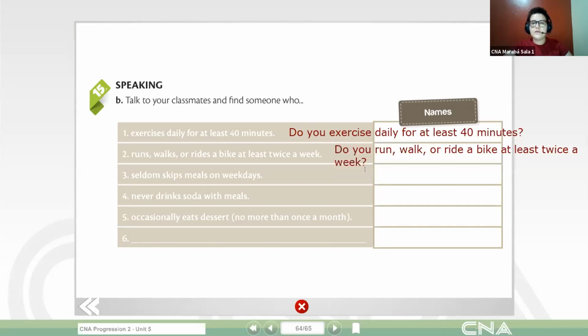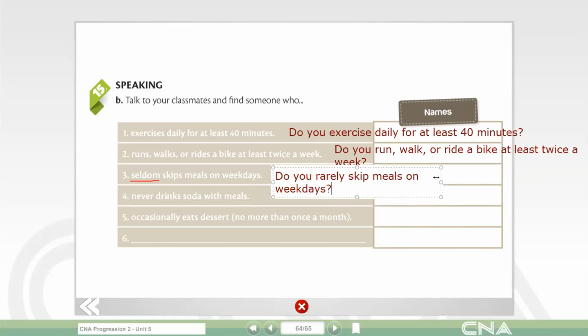Number 3 is seldom skips meals on weekdays. Seldom means rarely, okay? So, oops. I'm going to use rarely. Do you rarely skip meals on weekdays?